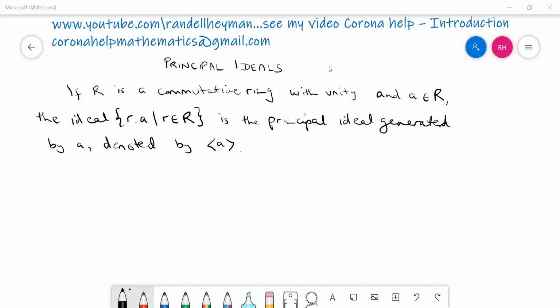And here I've got a definition. This is from the book by Fraleigh. So let's work through it. If R is a commutative ring, so remember commutative ring means that it doesn't matter which way you multiply elements in the ring. So in the ring of integers, that's just saying that 7 times 3 is the same as 3 times 7, and it's the same no matter which integers you pick.